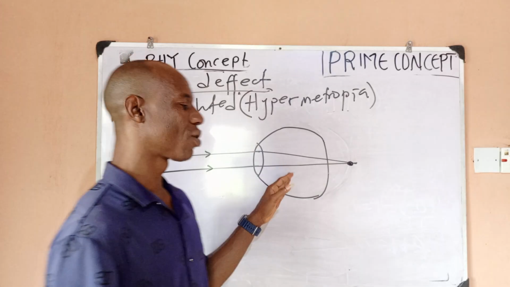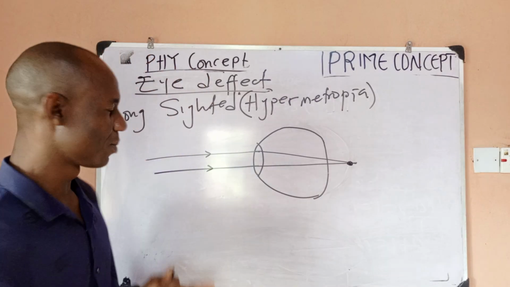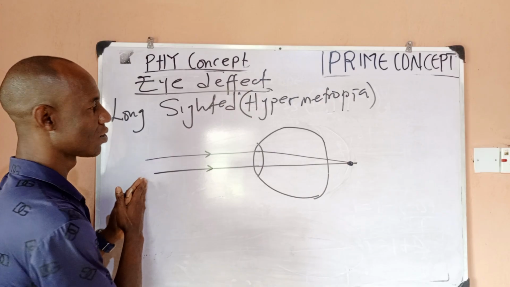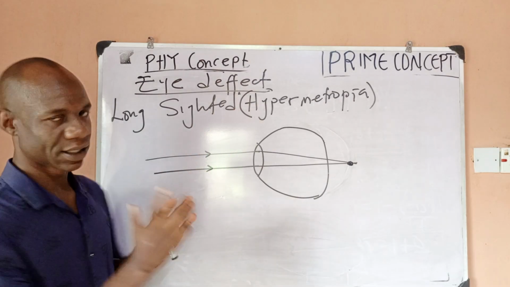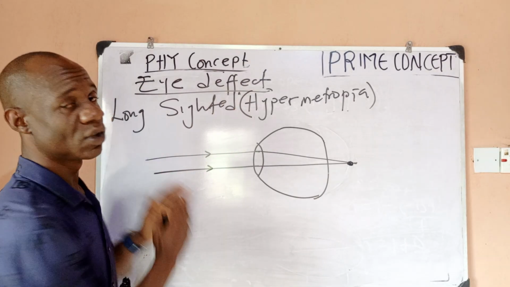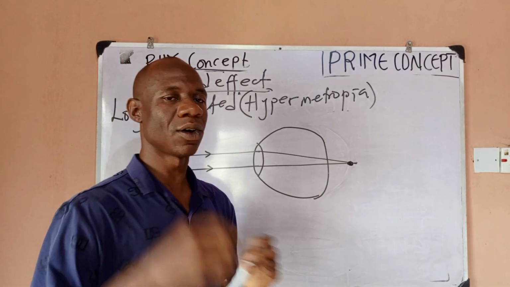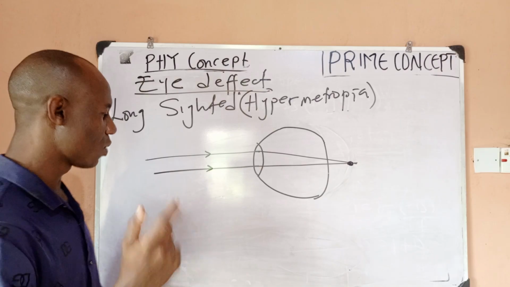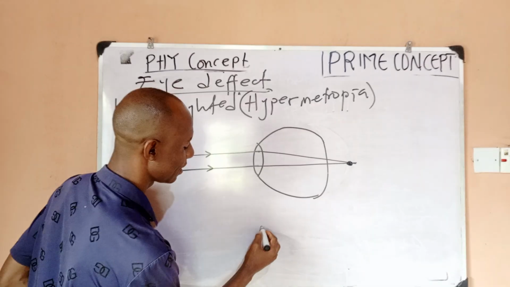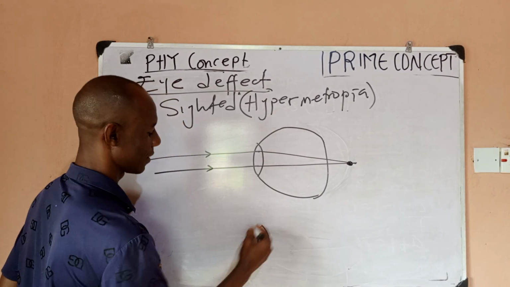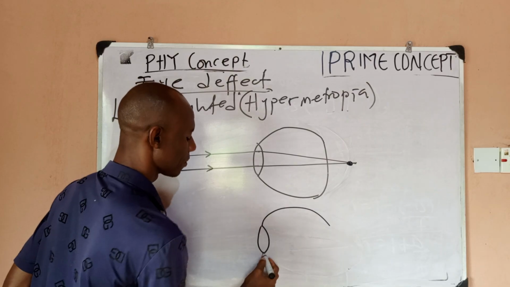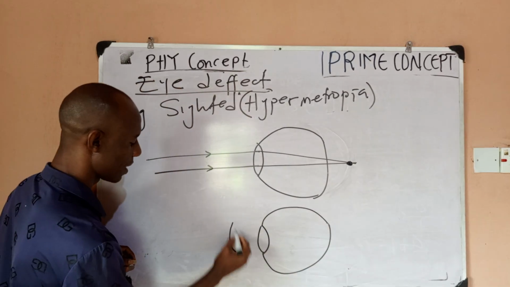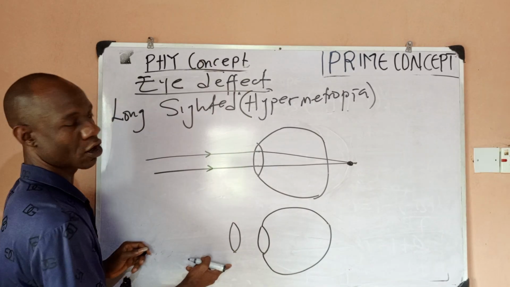Now, if we want to correct this defect, what do we do? To correct long-sightedness, pardon my mistake there, we use a convex or converging lens. We give that person an eyeglass made from a convex lens. So this is the person's eyeglass, a convex lens.